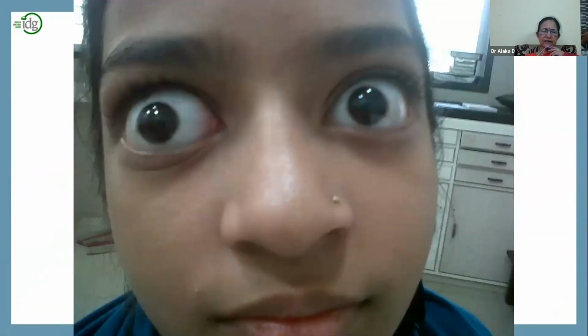See this exophthalmos? The upper limbus is seen, the lower limbus is seen, there is a proptosis, the eyes are staring at you. In the neck, there is a goiter. See this another girl? Again, this is a severe exophthalmos. Like all your signs which are described in the books are positive here.